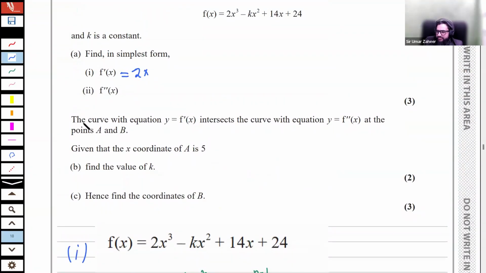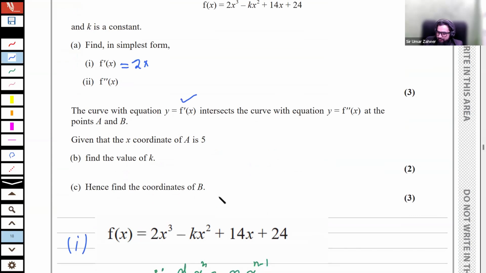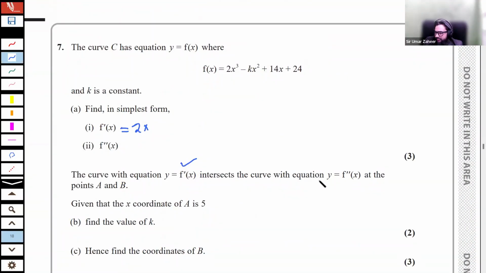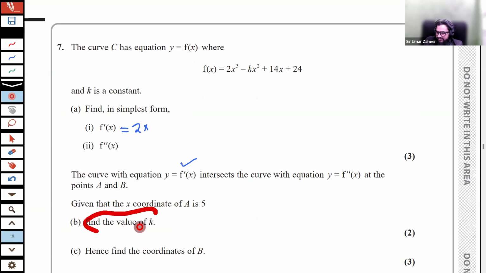Now in the next part, part B, he says that the curve with an equation y is equal to f dash of x, meaning he's talking about this curve, intersects the curve with an equation y is equal to f double dash of x. So you will not treat it as a derivative. He says that it is a curve and it is a curve, and they are intersecting. And given that the x coordinate of A is 5, you need to find the value of k.